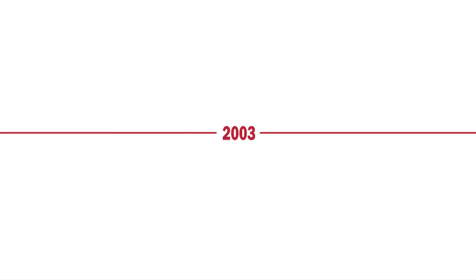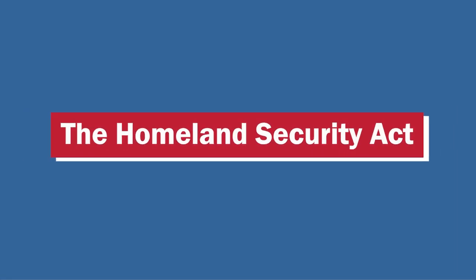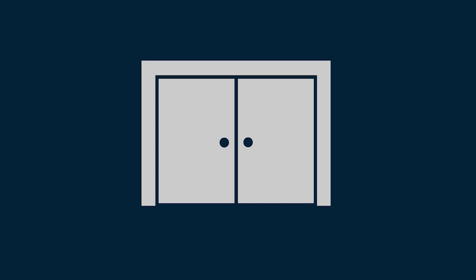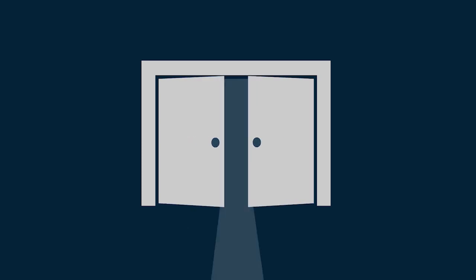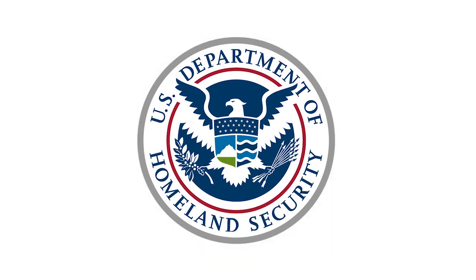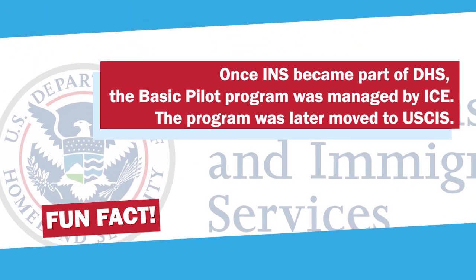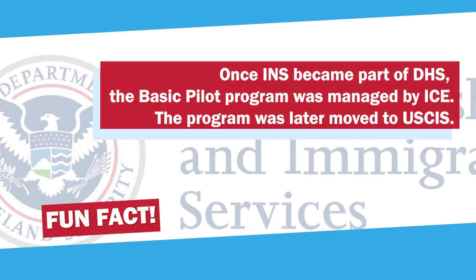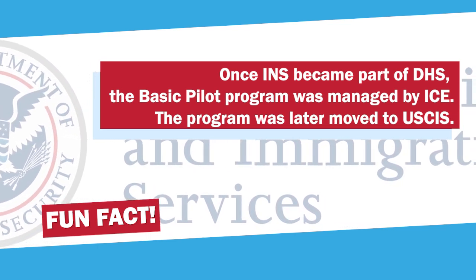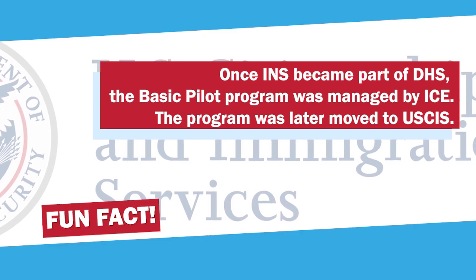In 2003, DHS was born. With the passage of the Homeland Security Act by Congress in November 2002, DHS formally became a cabinet-level agency, combining 22 different federal departments, opening its doors on March 1st, 2003. Here's another fun fact. Once INS became part of DHS, the Basic Pilot Program was first managed by ICE. The program was later moved to USCIS.